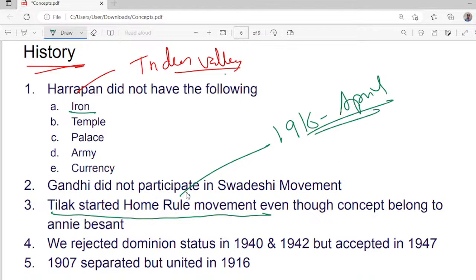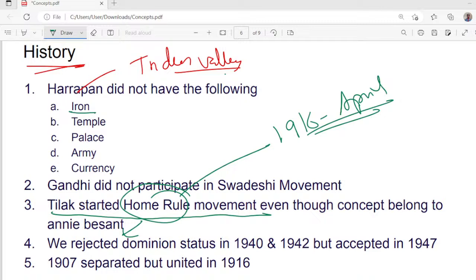But the concept of Home Rule movement belonged to Annie Besant. So what is Home Rule movement? Home Rule movement means a kind of autonomy, a kind of freedom, but not complete freedom. A kind of freedom like that of Ireland, because Annie Besant is from Ireland.